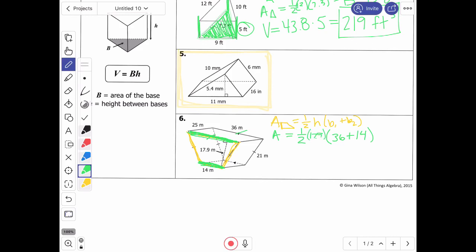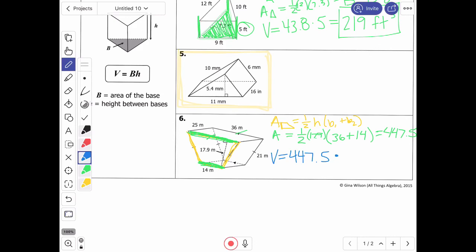Okay, so the area would be 1/2 times 17.9 times the sum of 36 plus 14. So the area of that figure turns out to be 447.5. So then to find the volume, I'm going to take the base area, which was 447.5, and then multiply that by the distance, or however you want to think about the height between the bases.